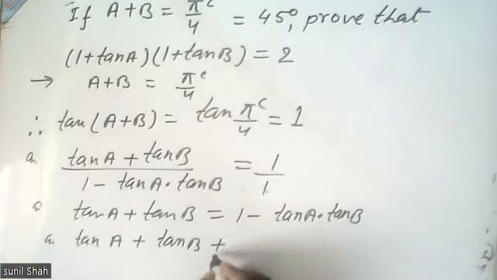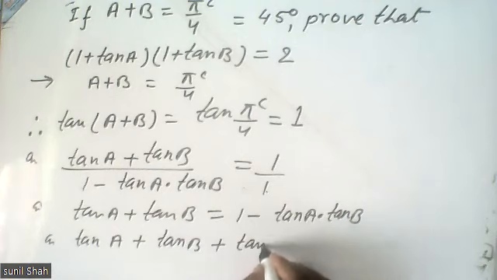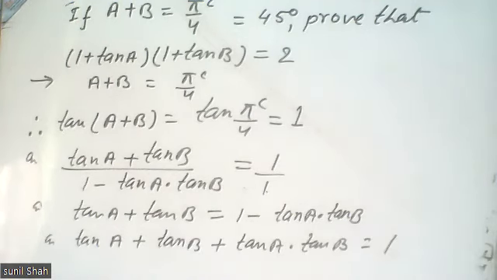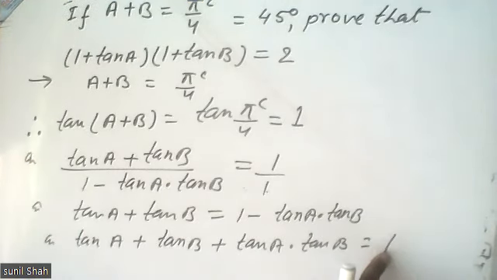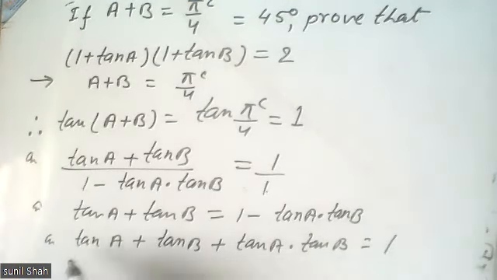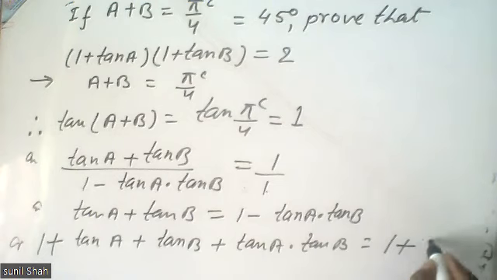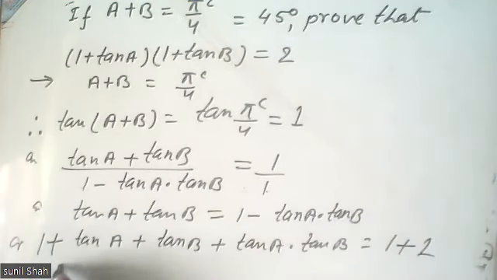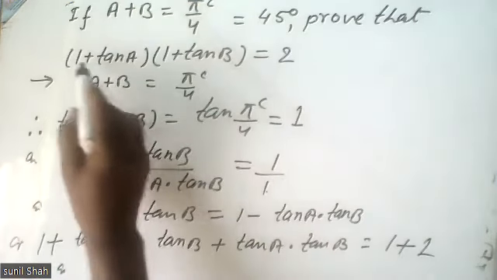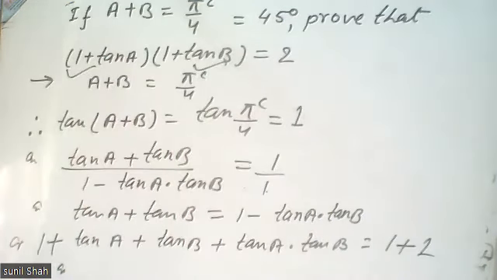Tan B plus tan A into tan B is equal to 1. We need 2 here in place of 1. So add 1 more to both sides. Now adding 1 to both sides, add 1 to this side, and add 1 more to this side as well, to get 1 plus tan A. We need 1 plus tan A and 1 plus tan B.